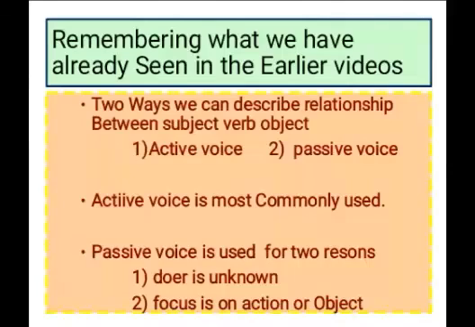Let's first quickly remember what we have learned so far. There are two ways to describe the relationship between action, subject and object. We generally use active voice. There are two reasons to use passive voice. First is when the doer is unknown. Second, when the action or object is more important than the subject. We have also seen structures of active and passive voice in the previous video.